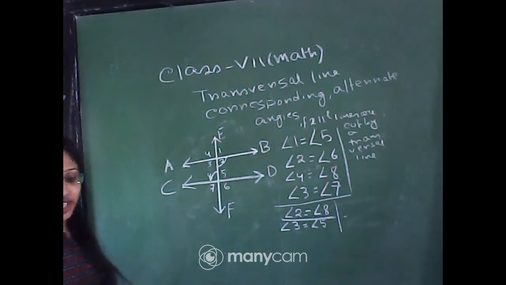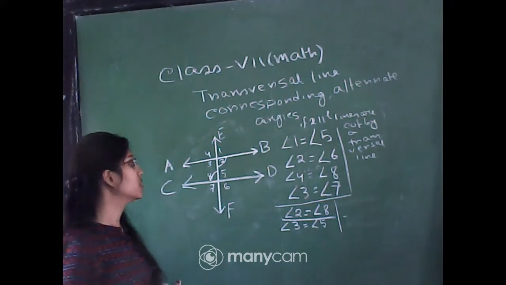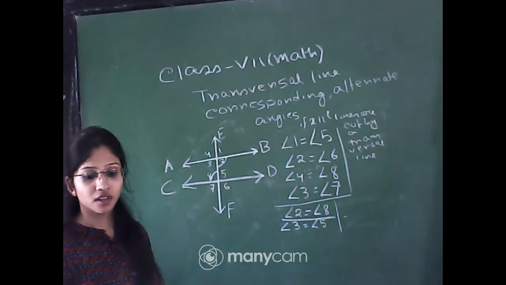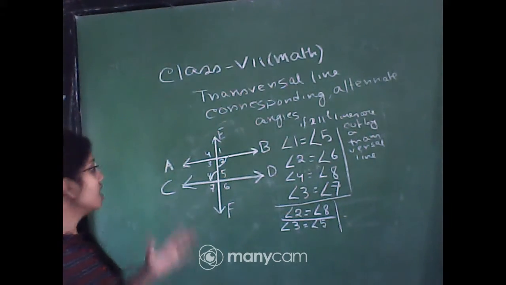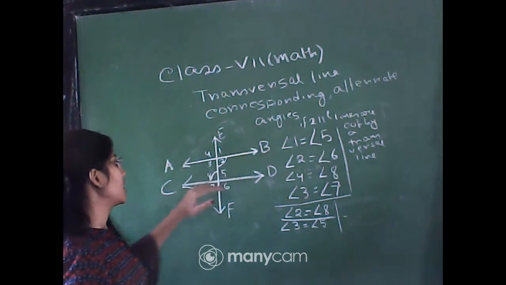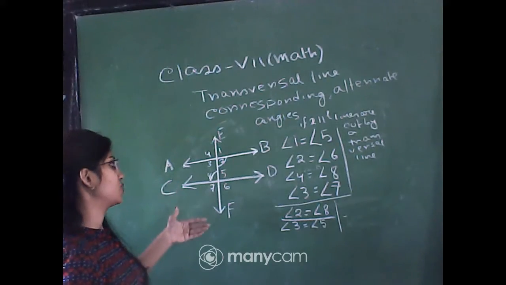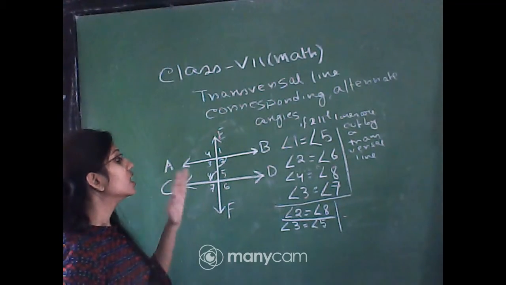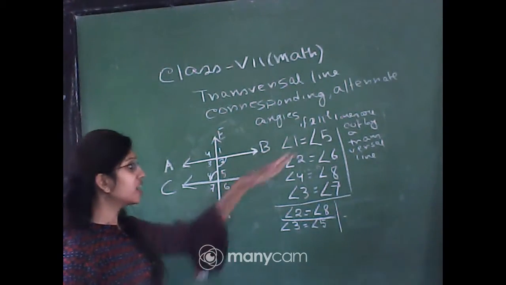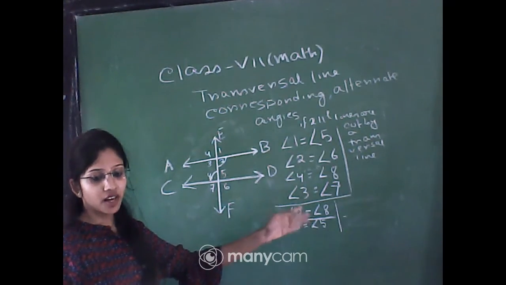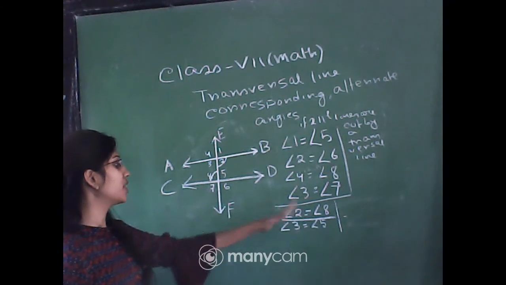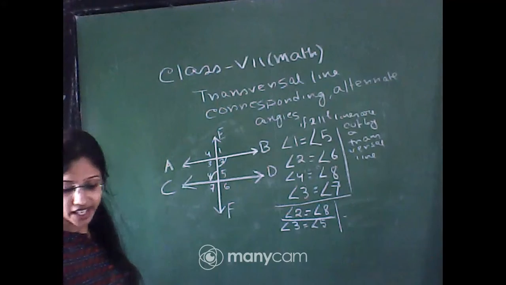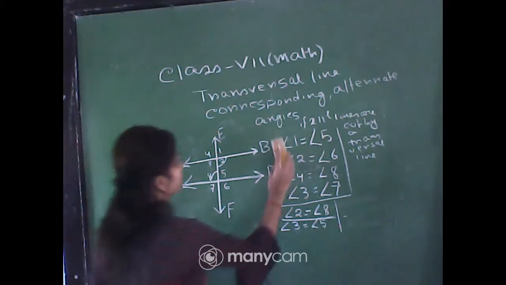Any problem, student? If two parallel lines are cut by a transversal line, then each pair of corresponding angles are equal. Also, each pair of alternate interior angles are equal.